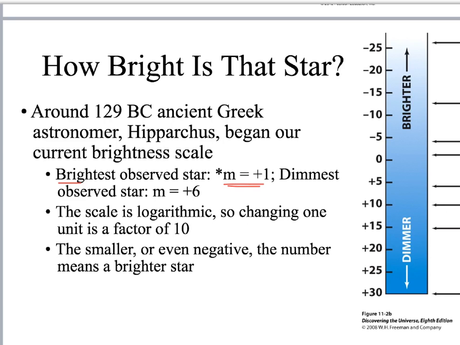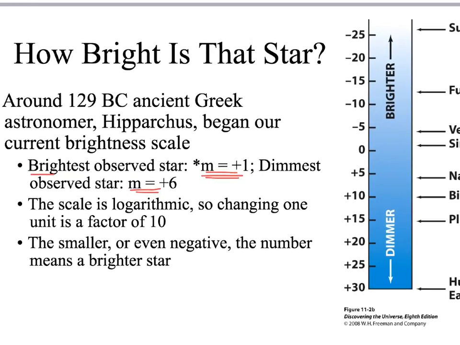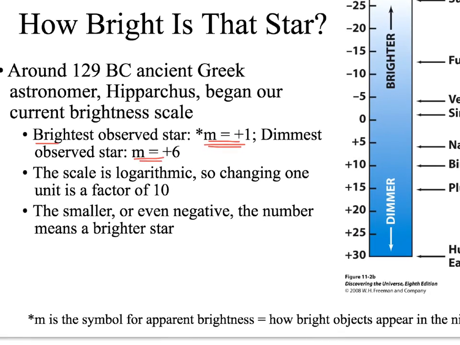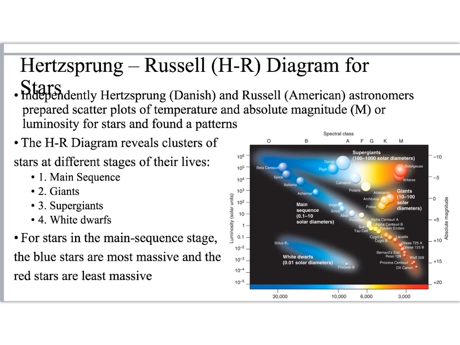It's based upon a +1 being, at the time that Hipparchus developed it, the brightest star, and +6 being the dimmest. And like I said in class, it does vary by a factor of 10. So it's not linear, it's what we call logarithmic. Okay.